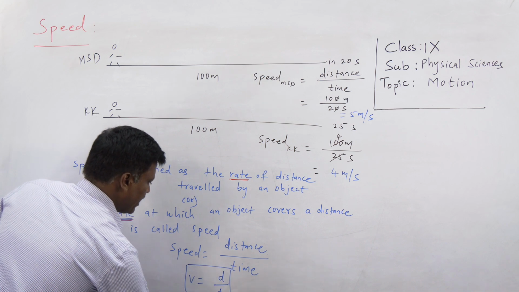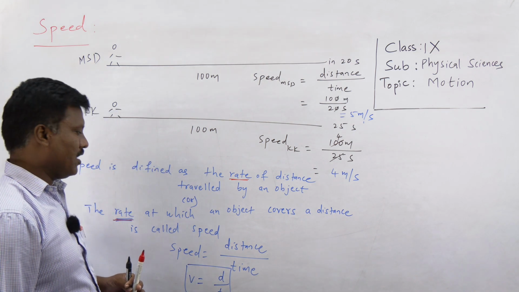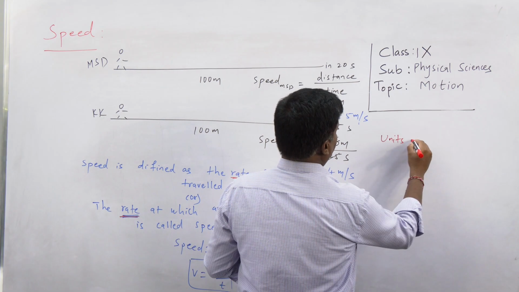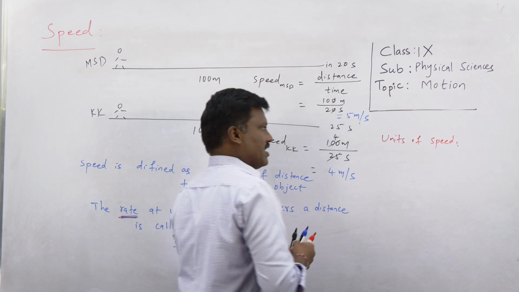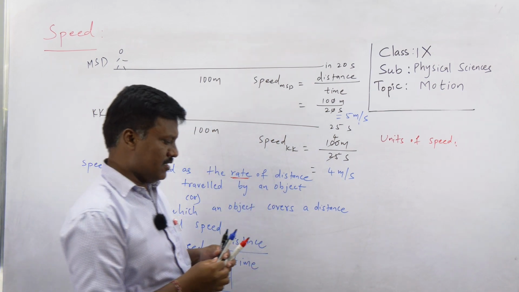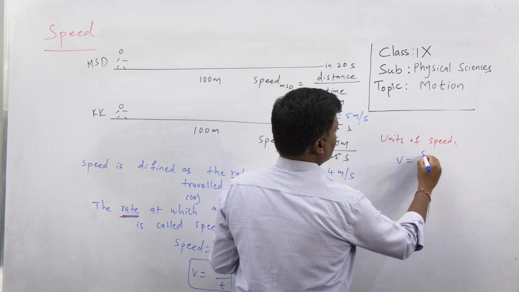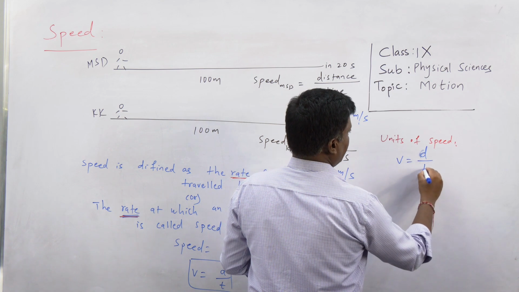V is equal to d by t. This is the formula for speed, and I'm going to write the units of speed. Generally, we derive units from the formula. First we have to write the formula of the speed. What is the speed formula? Speed is equal to distance by time.